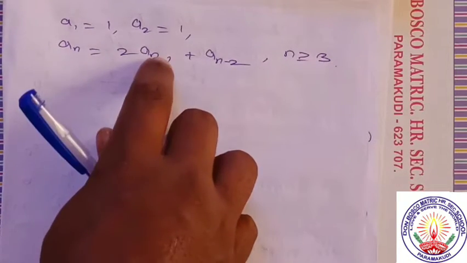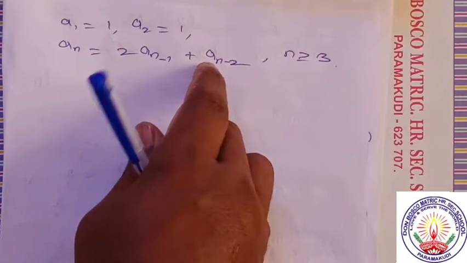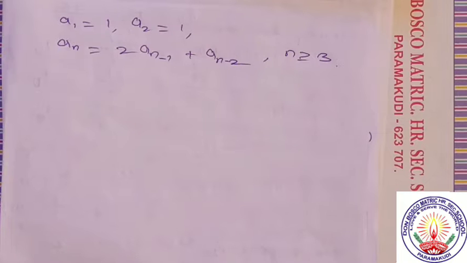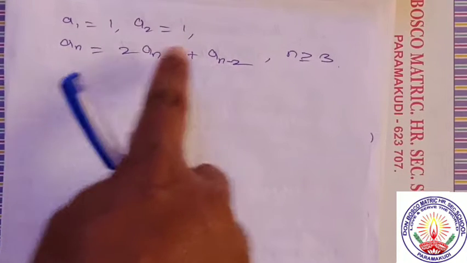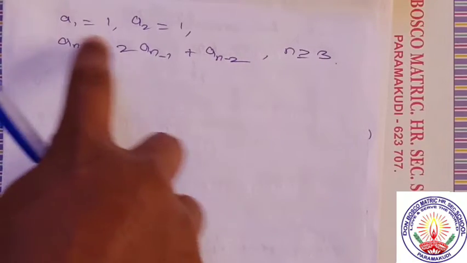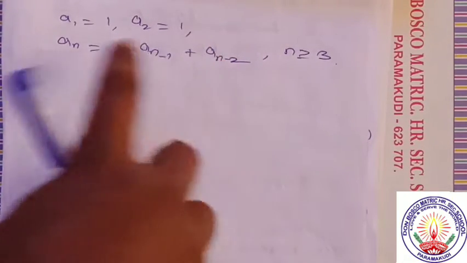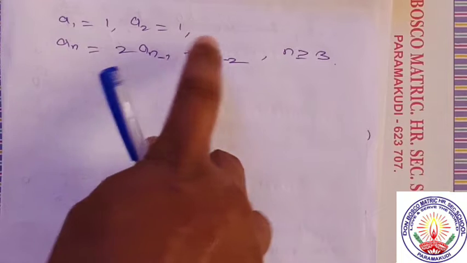an minus 1 means previous term. an minus 2 means the term before that. If it is a3, this is a2, this is a1. If it is a4, this is a3, this is a2. If it is a5, this is a4, this is a3.